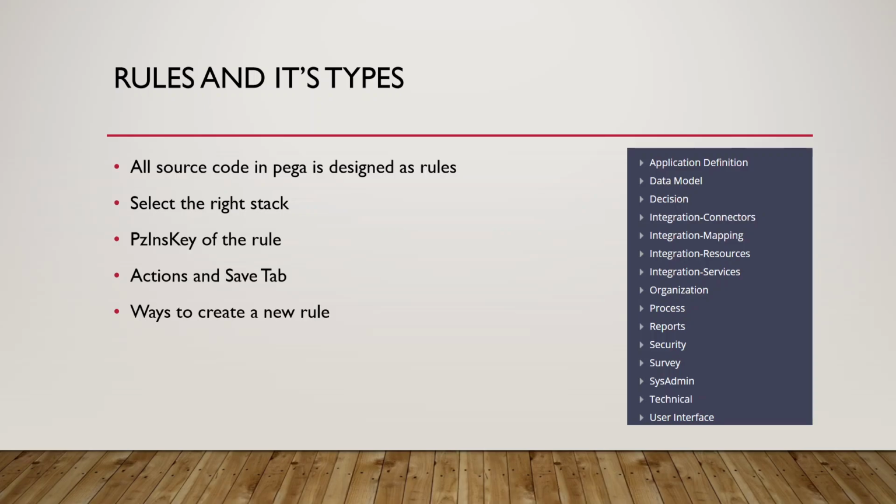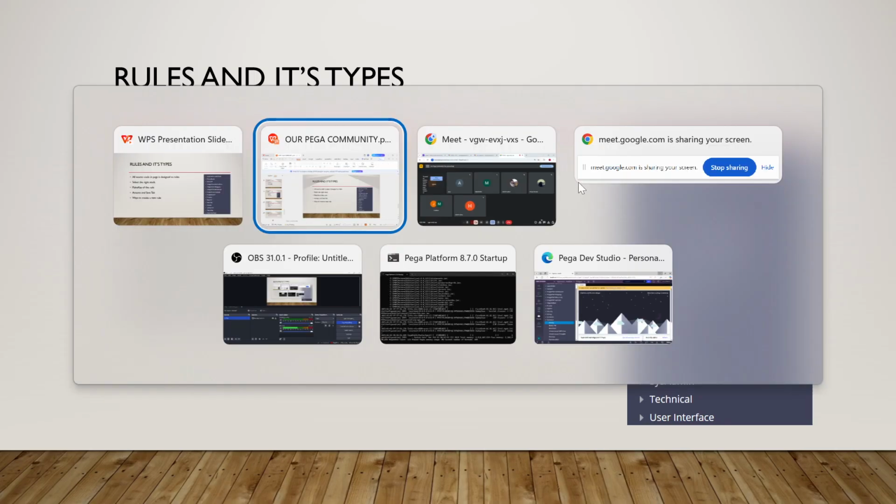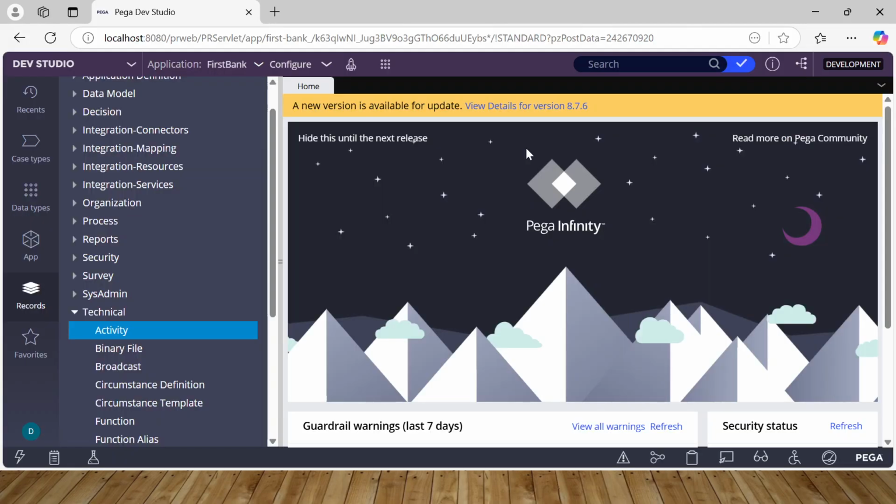Then what is the right stack that you need to select? Whenever you create any rule, it's very important to select the right stack. What does this right stack mean? If your application has 4 rule sets, as you saw yesterday in our application, let me open that application. This is the application which we configured yesterday, the first bank.